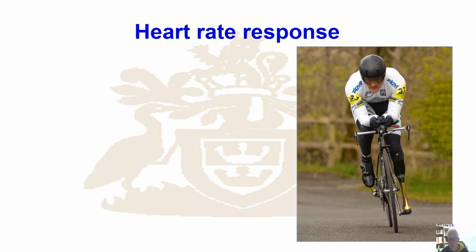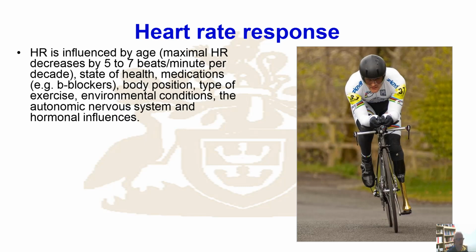Well, we've already referred to the heart rate response in that earlier schematic, and we saw that there was a linear-like response for heart rate to exercise intensity. So let's just deal with this in a little bit more detail. Well, first thing is that heart rate in itself is influenced by age. We know that maximal heart rate decreases by 5 to 7 beats per minute per decade.